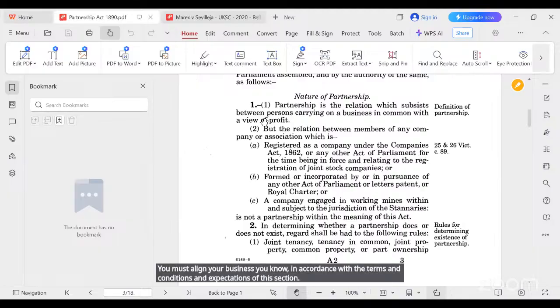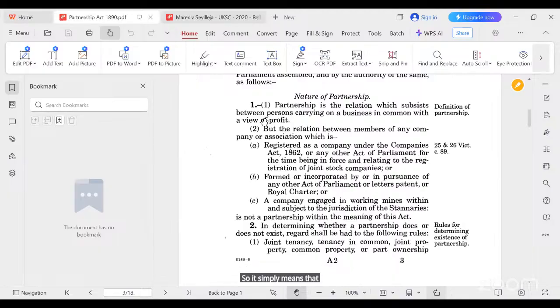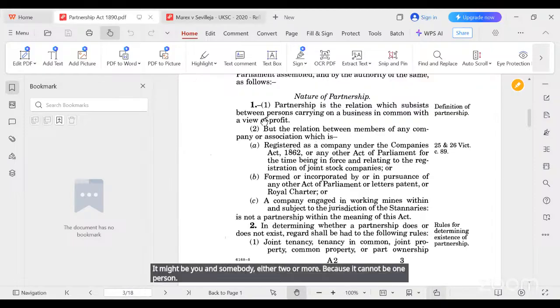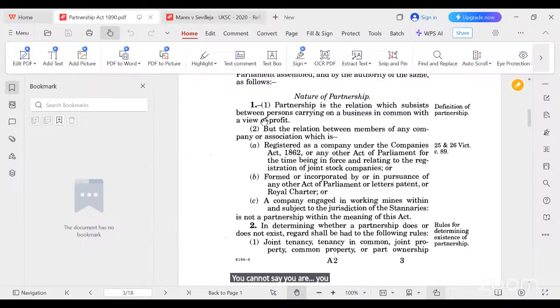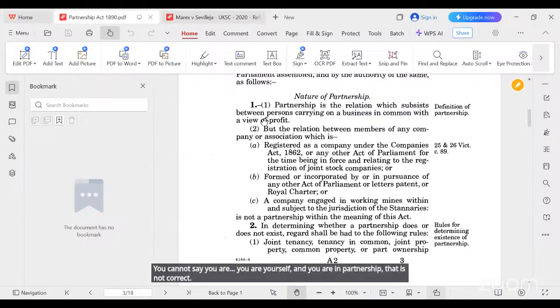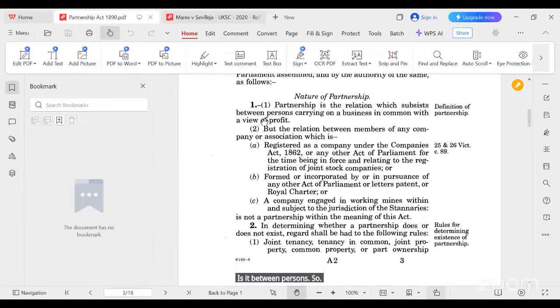So it simply means that for you to claim that you're in partnership, it must be you and somebody, either two or more, because it cannot be one person. You cannot say you are yourself and you are in partnership. That is not correct. Say between persons. So that person there is plural. That will be more than one person.